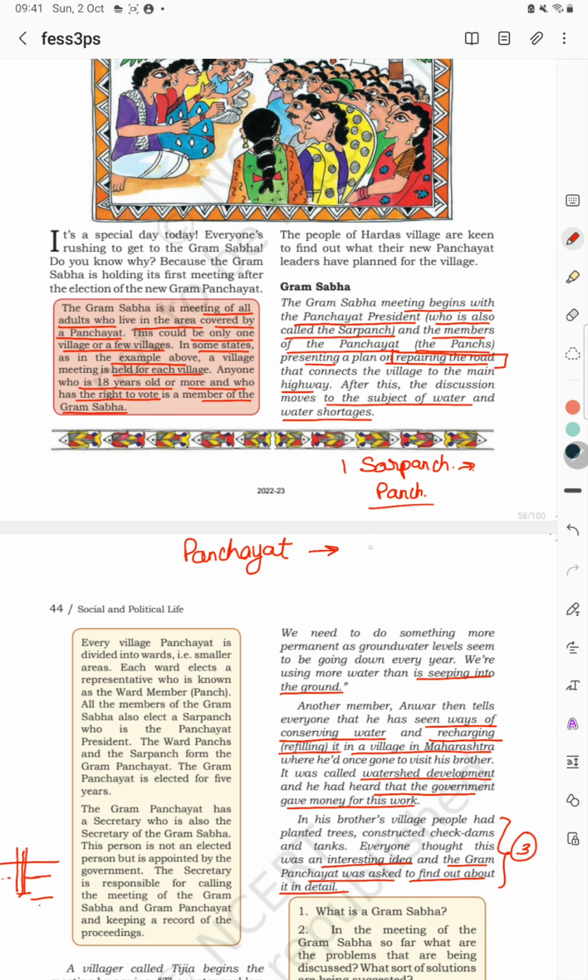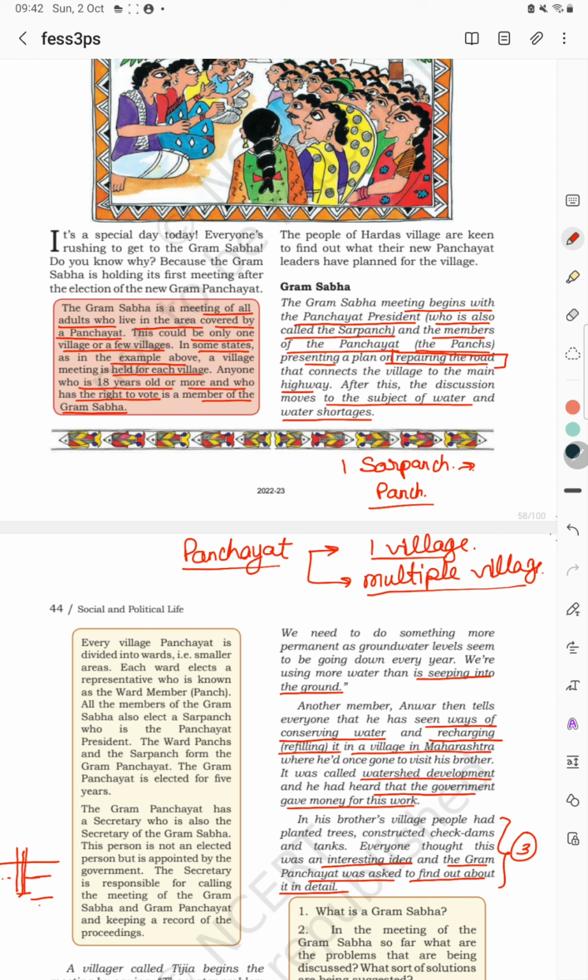It could be of a single village, and it could be of multiple villages. Okay, now the panchayat could be for one village or for multiple villages. Gram Sabha is basically in a village.